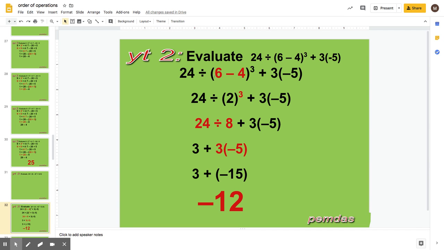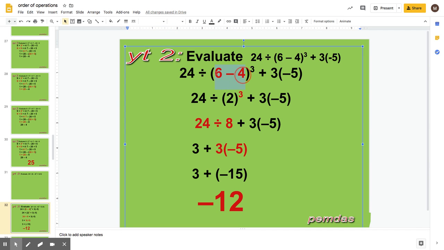Let me go through the answer real quick. So like I stated before, 6 minus 4 will be 2. 2 to the third power is 8, because that's 2 times 2 times 2. Bring down the 24. So 24 divided by 8. Bring down the 3 times negative 5. I know you guys are tempted to do this, but we're going to take care of whatever's on the left. So we work from left to right. So 24 divided by 8 is 3.